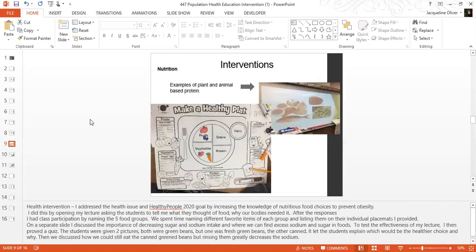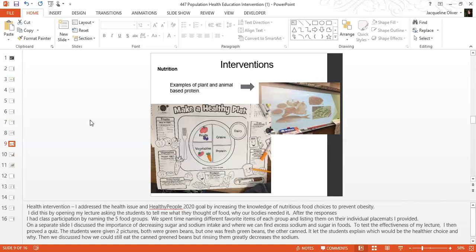Each student was given a placemat of their own that allowed them to take notes and draw in the pictures of the food groups. I also, in my presentation, included the different food groups. One of them, for example, the protein food group, I made sure that the students received plant and animal-based protein, because some families are vegetarians, so they don't eat meat.